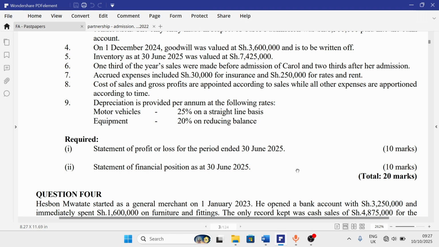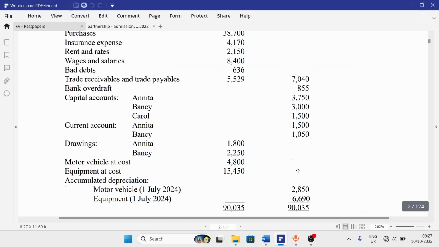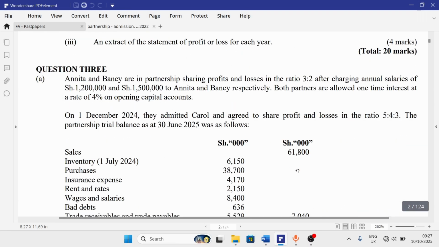So the first thing is for us to determine the number of months since the beginning of the current financial year to the date when Caro was admitted. So now let us check the date when Caro was admitted. In the second paragraph, we were told on 1st December 2024, they admitted Caro. So that is the date when Caro was admitted, 1st December 2024.